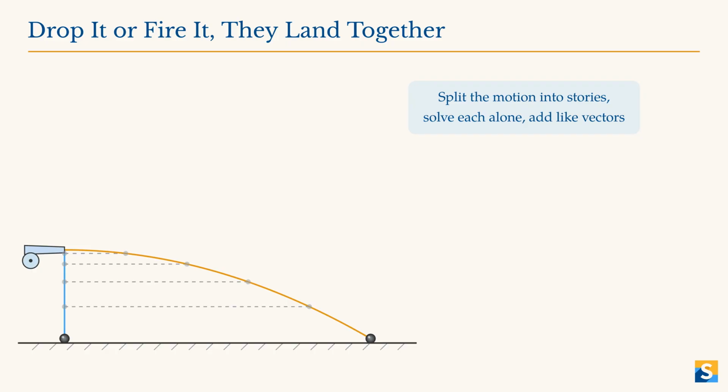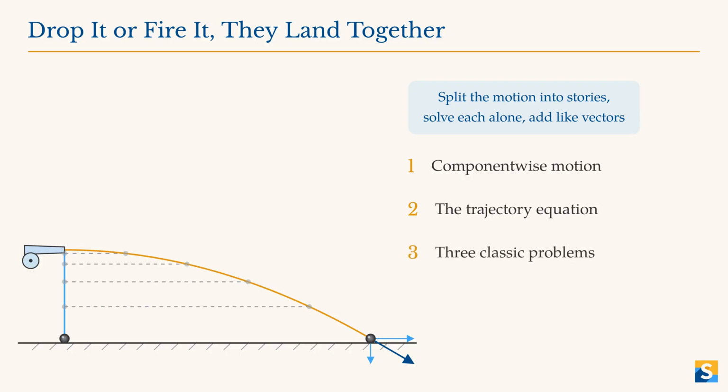Here is the plan. First, component-wise motion, with gravity writing only the vertical story. Second, the trajectory equation, the curve left behind when you fire the clock. Third, 3 classic problems that need nothing but those 2 ideas. And fourth, polar coordinates, the frame that rides along with the turning motion and the 4 terms it hands us.